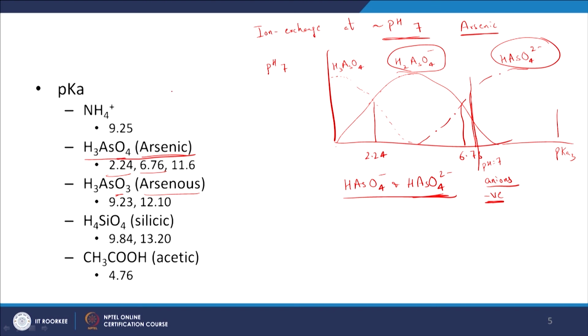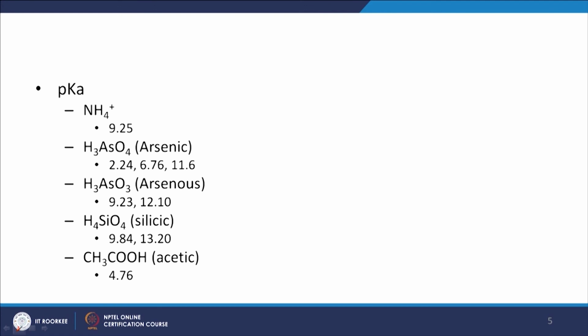So, what are the relevant equations? Obviously, H3AsO4 would go to H2AsO4 minus plus H plus. This is one reaction relevant to this particular region, and the other is the next dissociation, into HAsO4 2 minus and H plus, right, and this is what we see here in this particular region. So, again we will try to erase this and get back to a better format.